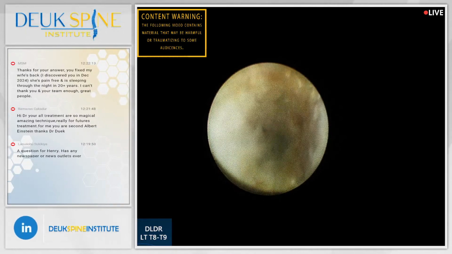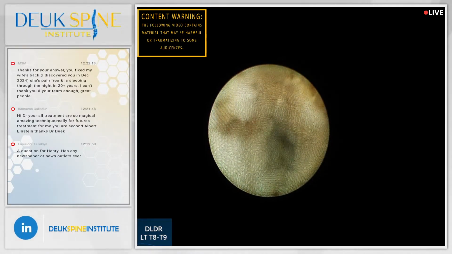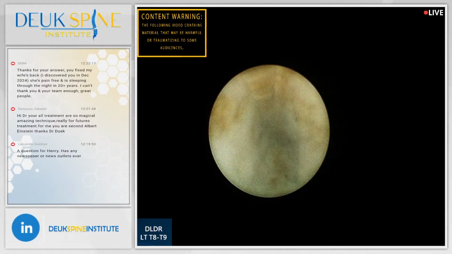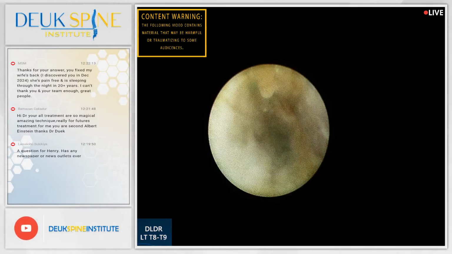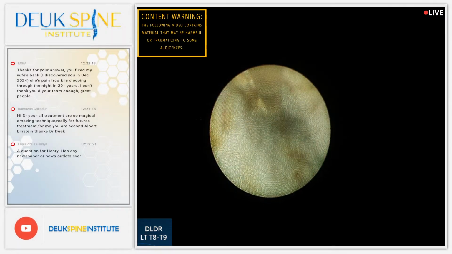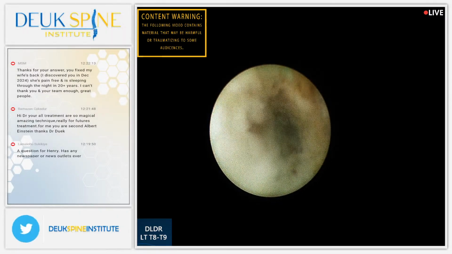So this is the disc we were working on, T8-9, and it looks like to me it is 100% damaged. This is an injured disc. This is the source of the patient's pain.